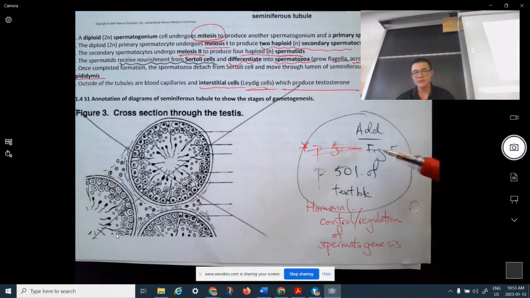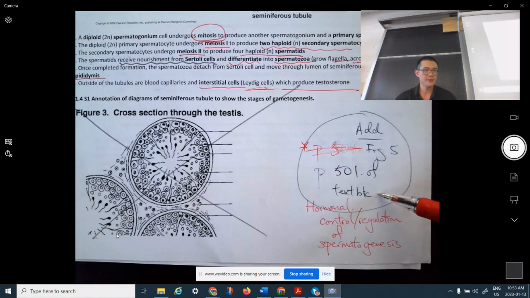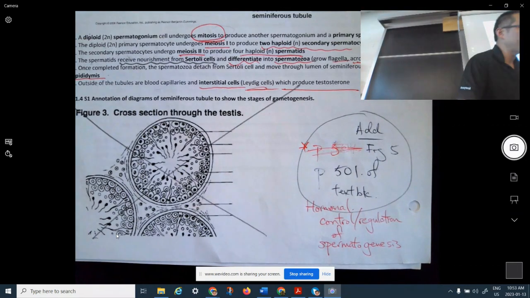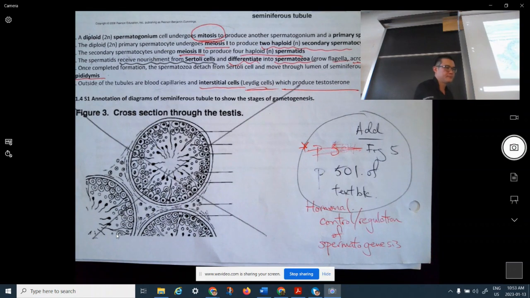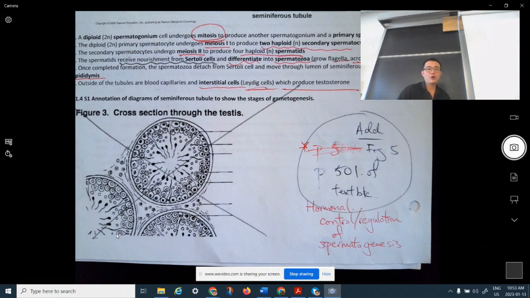Now we are going to refer to, I didn't print it out, so please write it down here. You will need to look in your textbook, page 501, figure 5. It talks about the hormonal control and regulation of spermatogenesis. So we're talking about the grade 12 textbook, not the grade 11 textbook.